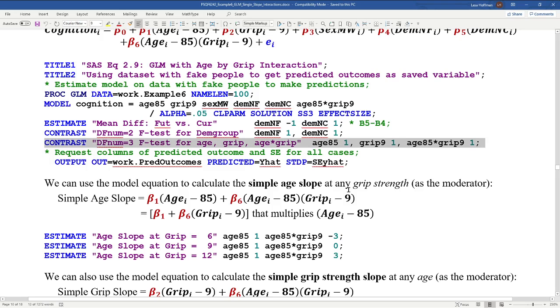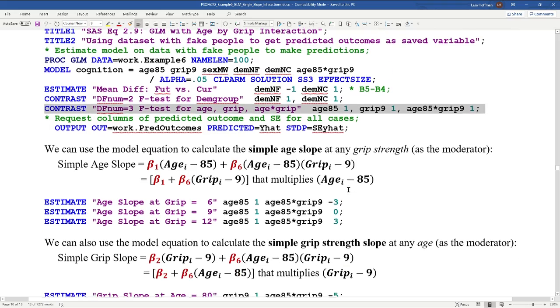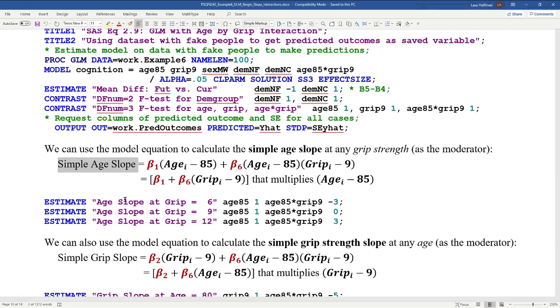So we're going to have simple slopes for age and for grip, two different ways. So first, if we want to think about the effect of age as the term that we care about, and then grip strength as the moderator, we can calculate age slopes for different levels of grip strength. So how do we do that?